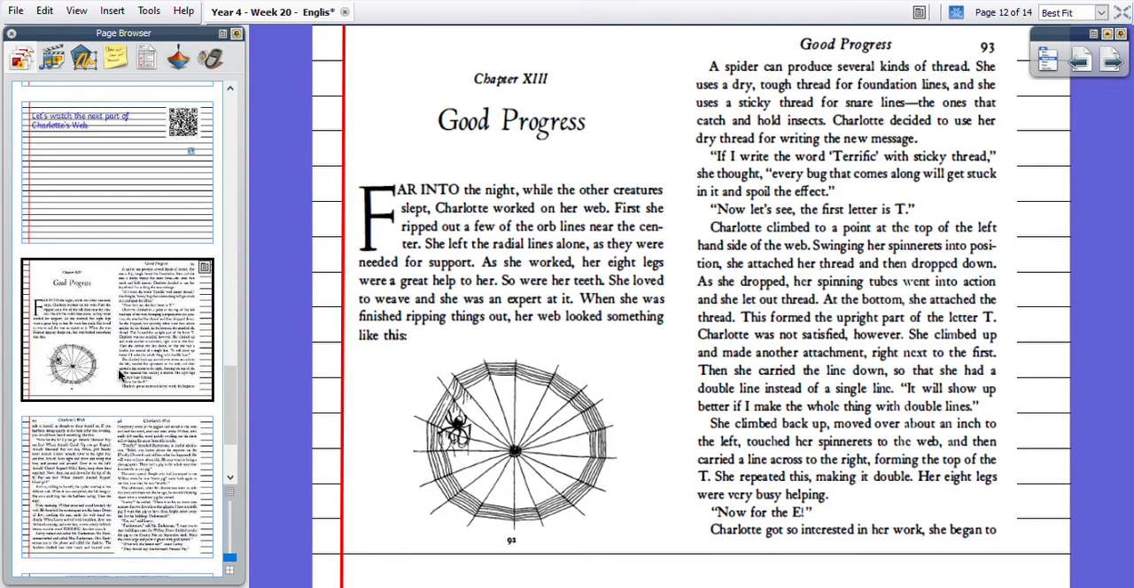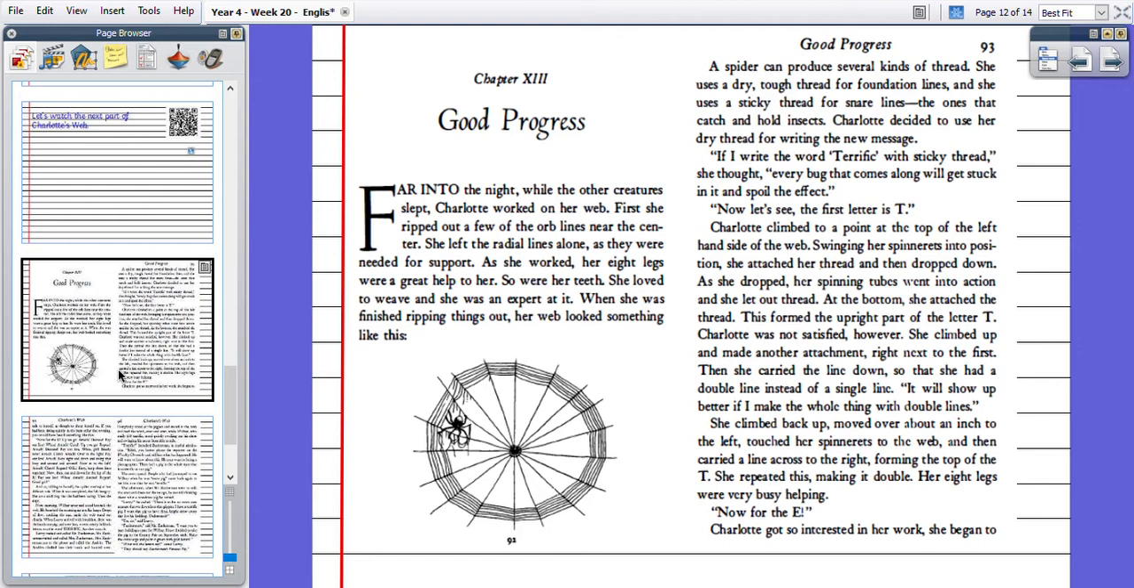Okay, so we are on chapter 13 called Good Progress. Far into the night, while the other creatures slept, Charlotte worked on her web. First, she ripped out a few of the orb lines near the centre. She left the radial lines alone, as they were needed for support.